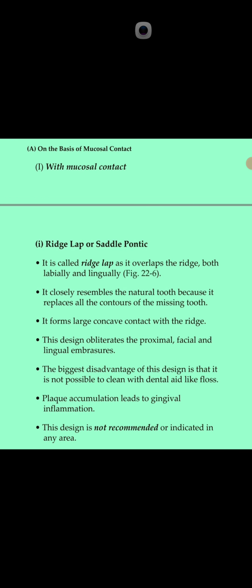This design is not recommended or indicated in any area. We cannot give it in the anterior or posterior region. This is the ridge lap pontic, or saddle pontic.